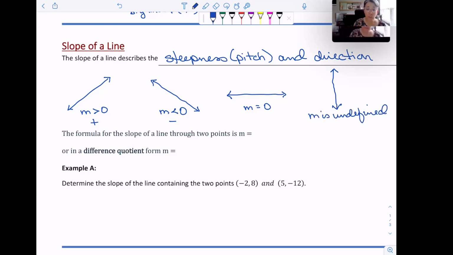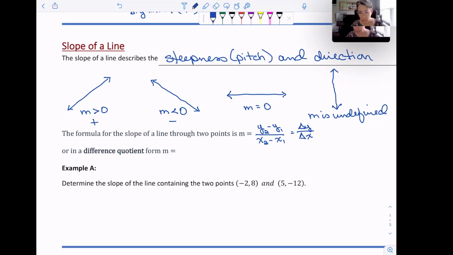The formula for the slope of a line through two points is y sub 2 minus y sub 1 over x sub 2 minus x sub 1. Basically, you subtract the y's and subtract the x's in the same order. As long as you start from the same point, it doesn't matter. You might also see delta y over delta x, representing the change in y over the change in x.